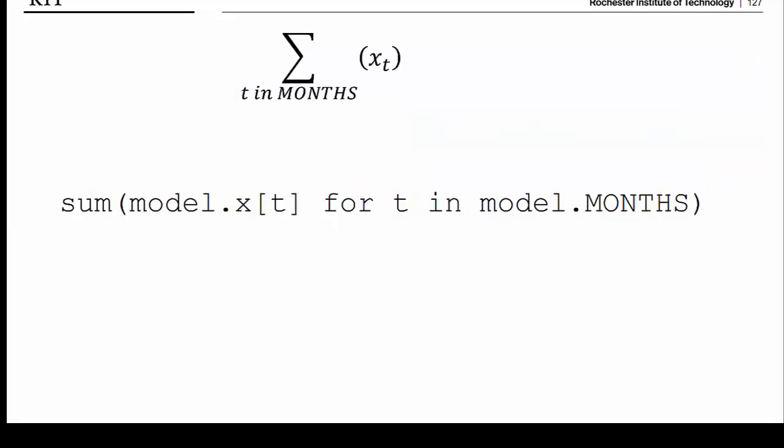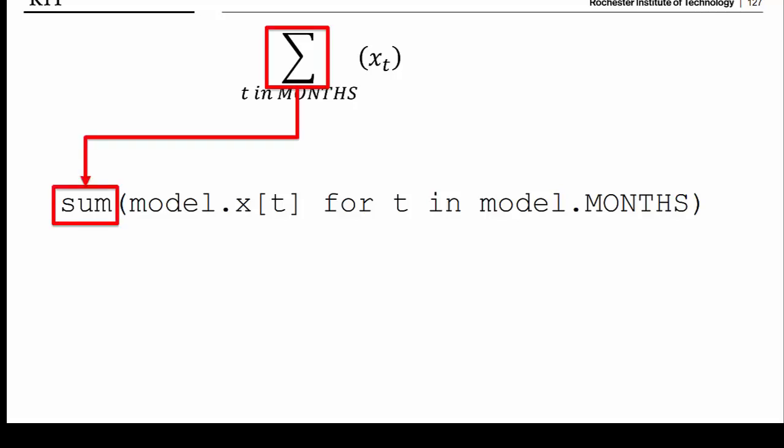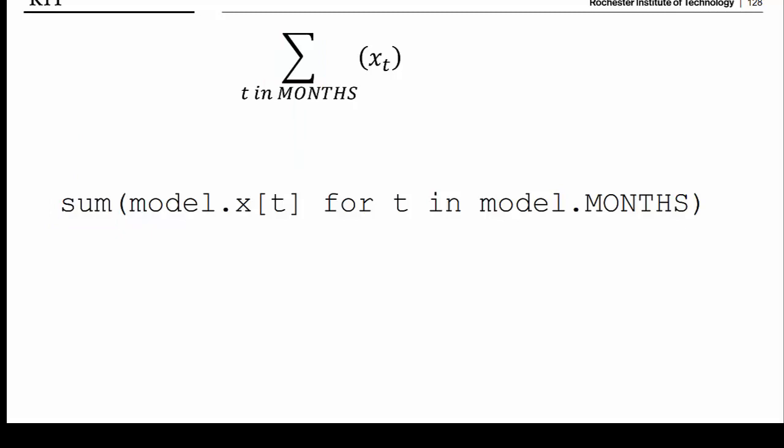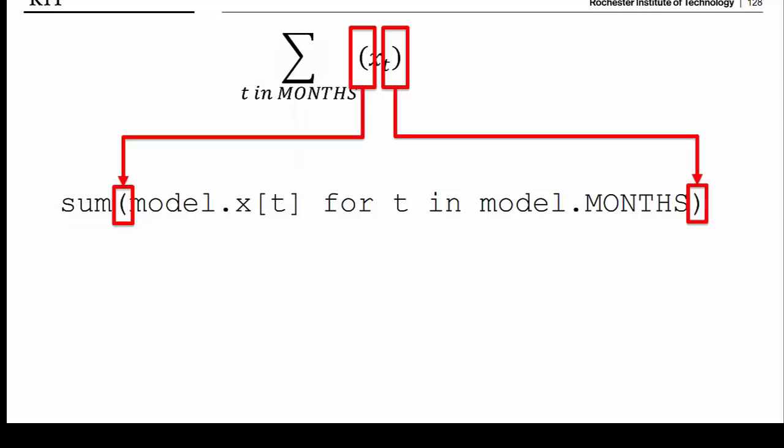But before we do that really complicated summation, let's do a more simple summation so we can see the different parts. So a summation in Python starts with the sum function. So instead of that sigma, we write the word sum, all lowercase. And just as we would include parentheses around what we're summing on a piece of paper, we have parentheses around what we're summing in Python as well.